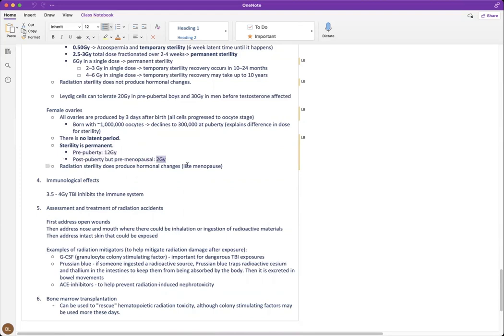I think that makes sense. Sort of. The more cells you have, the more dose you need to cause sterility.